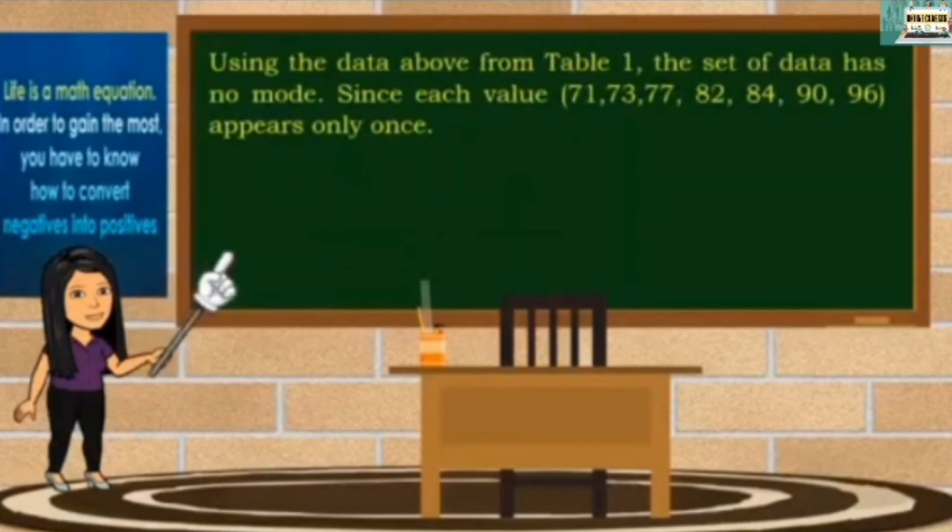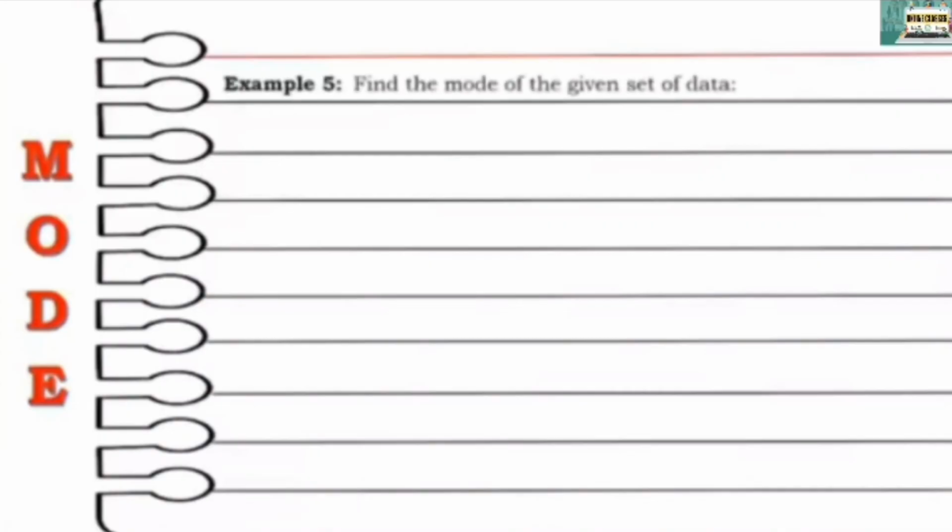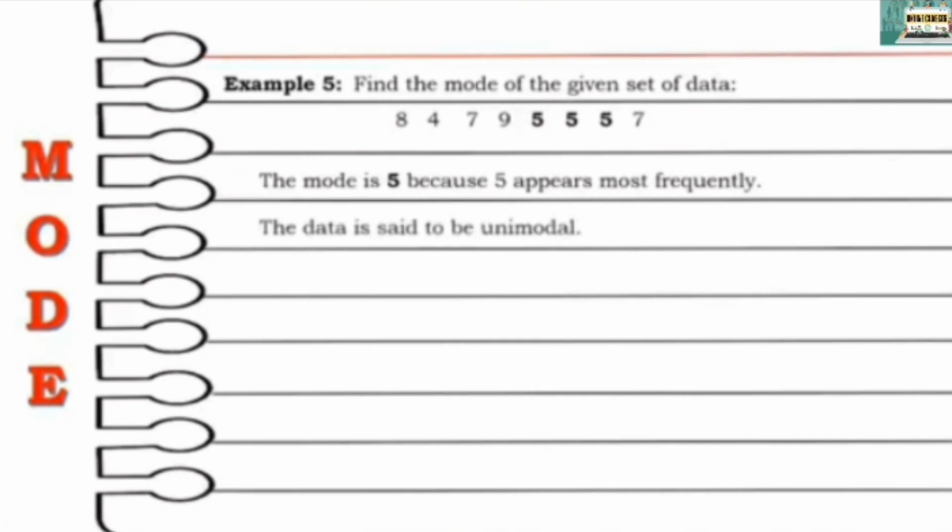Using the data above from Table 1, the set of data has no mode, since each value, which are 71, 73, 77, 82, 84, 90, 96, appears only once. For example, find the mode of the given set of data. Correct! The mode is 5 because 5 appears most frequently. The data is said to be unimodal.